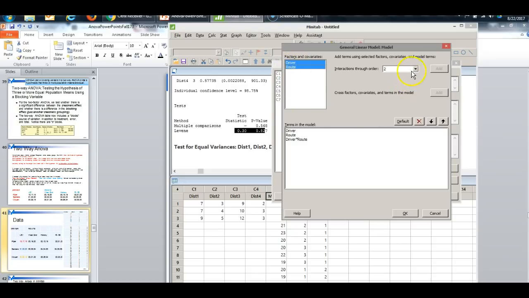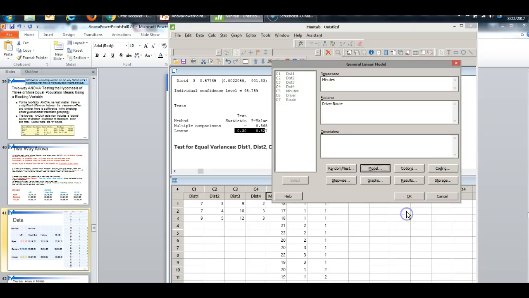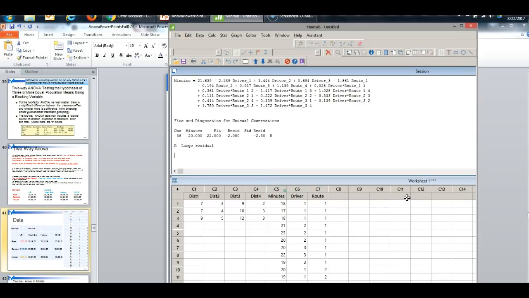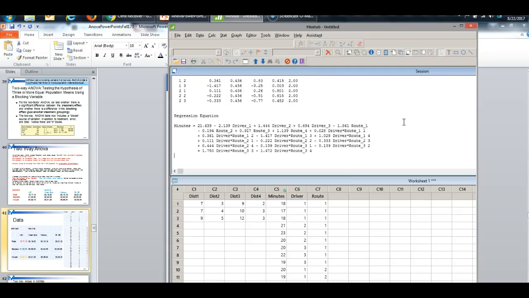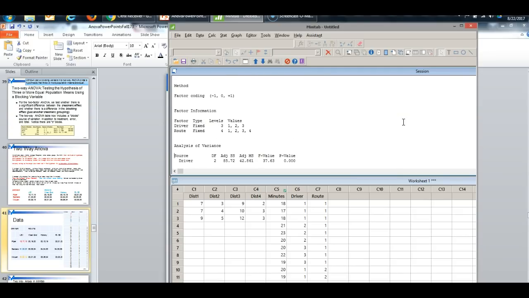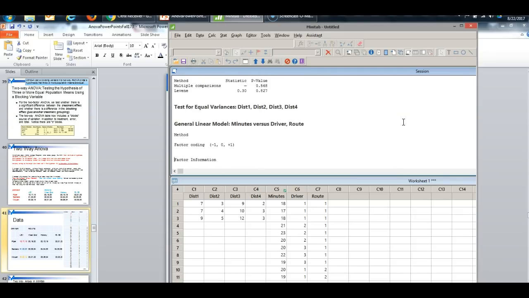highlight. So now I'm highlighting in interactions, and then I would say Add, and it would add a driver by route variable in the model terms. Then you just say OK and OK. And out pops gobs of data. So this is kind of the bottom of it all. But this is what we need.